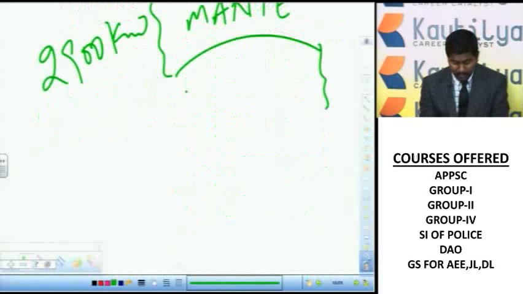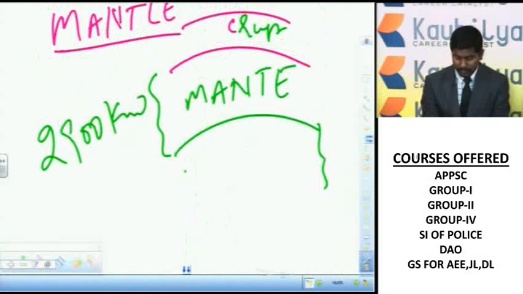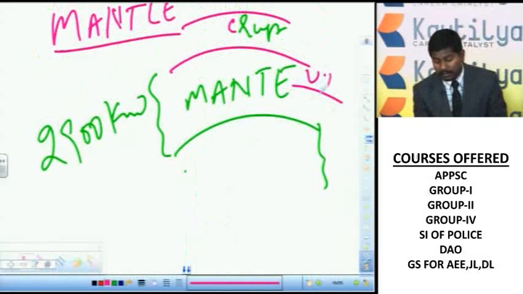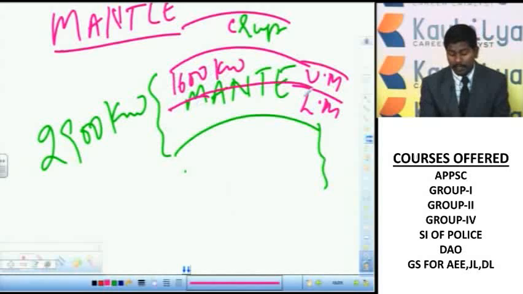Now the mantle can be divided into two parts, like upper mantle and lower mantle. That means from this part up to a depth of 1600 kilometers is the upper mantle, and here the 1300 kilometers is the lower mantle.